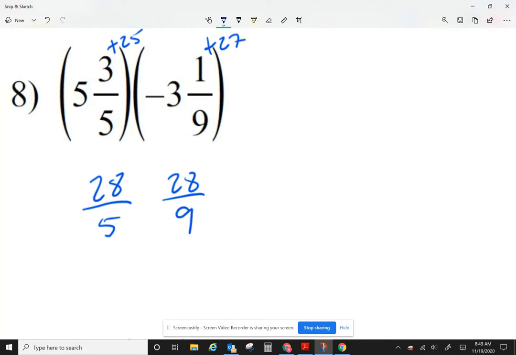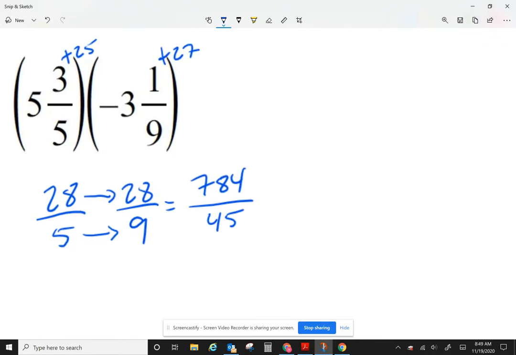Try to simplify if possible. In this case, I cannot. I'm just choosing big numbers this time because there's something I want to show you. So I cannot simplify anymore. So I'm going to go 28 times 28 on the top. That gives me 784. At the bottom, 5 times 9, that gives me 45.